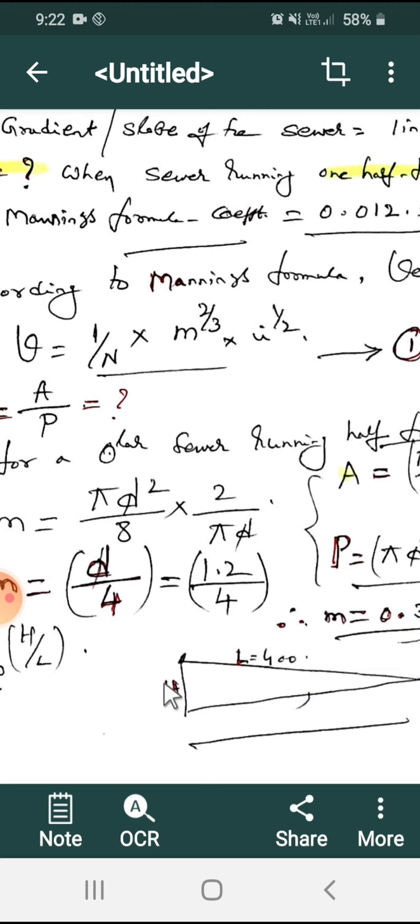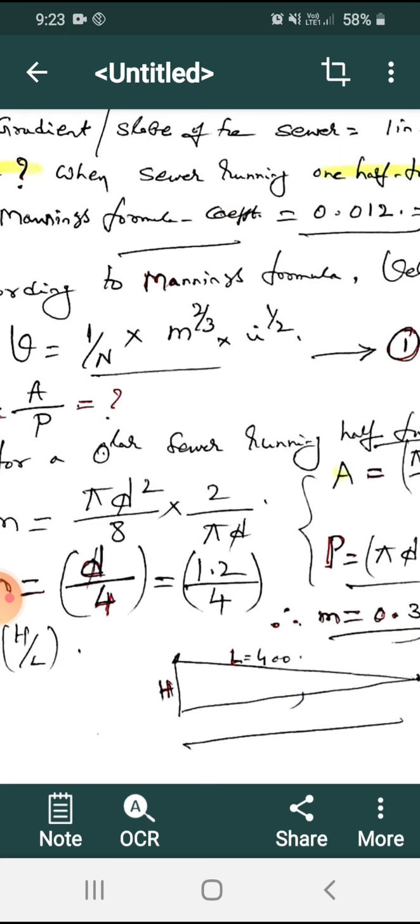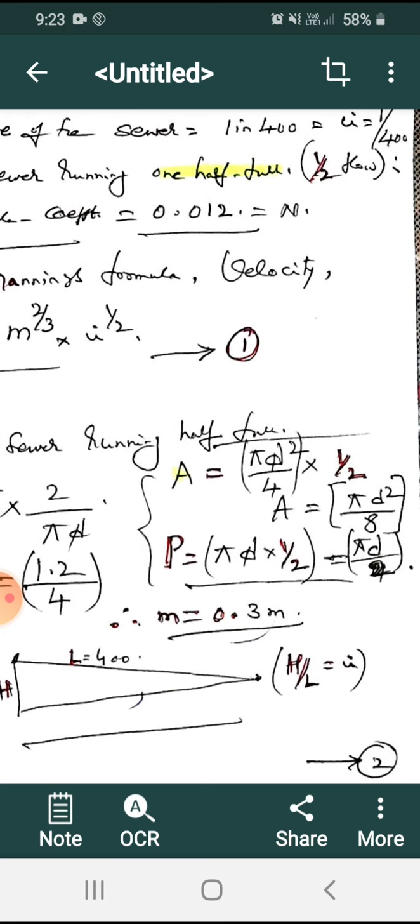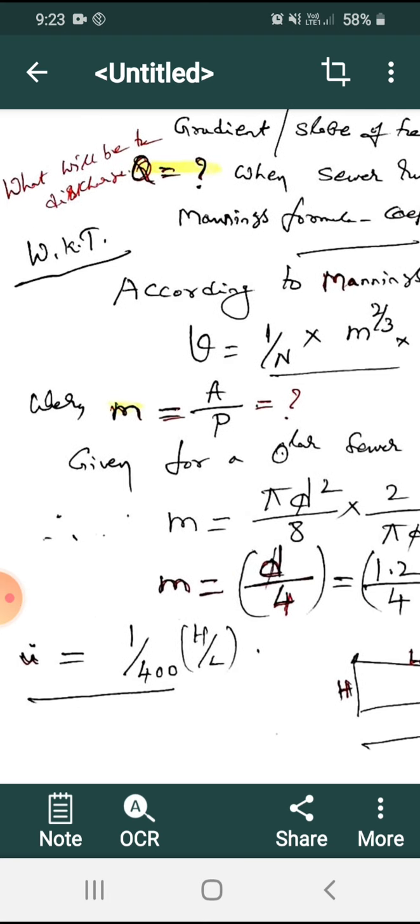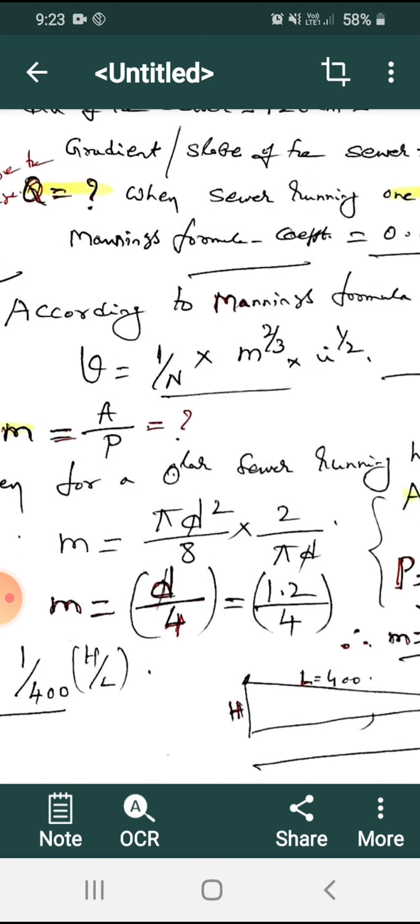So that is the depth of the excavation. So h by L. Always remember it, the slope is equal to h by L. h is equal to 1 and L is equal to 400. He has given clearly this is 1 in 400, that is 1 by 400. Now we came to know that in Manning's formula, V is equal to 1 by N into M to the power of 2 by 3 and I to the power of 1 by 2.